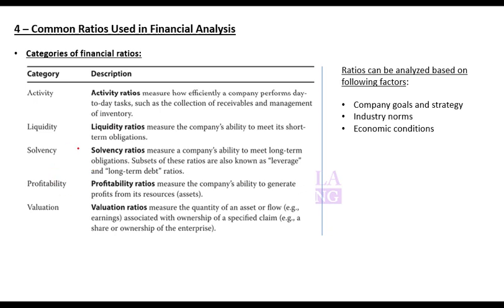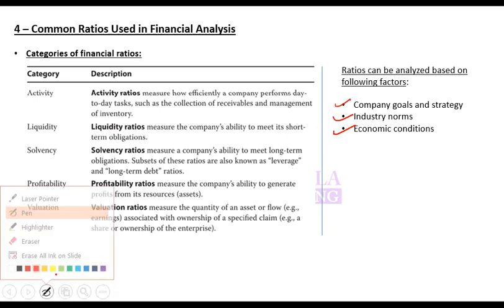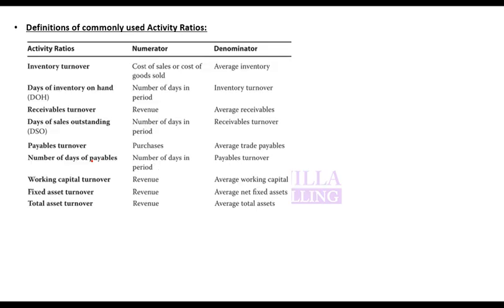And again, we discussed it earlier as well. How do you use ratios? You cannot have a ratio and give meaning to it unless you compare it with something else. And what do you compare it with? You need to look at economic conditions, industry benchmarking, and companies' goals and strategy. Now we will discuss these ratios one by one.